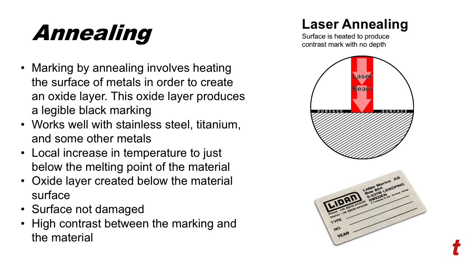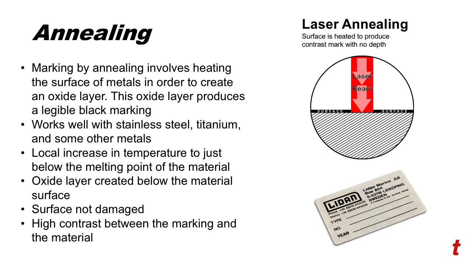Now we're going to jump to annealing. Annealing is an interesting process. Laser annealing is where the surface is heated to produce a contrast mark in metals with no depth. Marking by annealing involves heating the surface of the metal in order to create an oxide layer. This oxide layer produces a legible black marking. This works well with stainless steel, titanium, and some other metals, but not all.